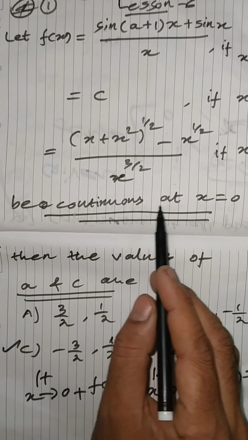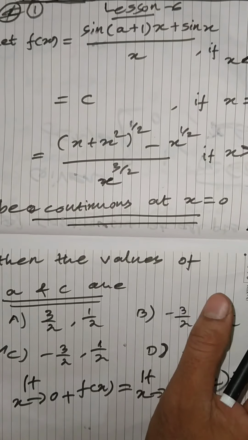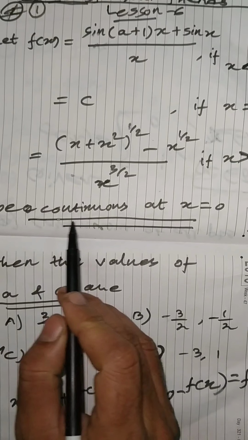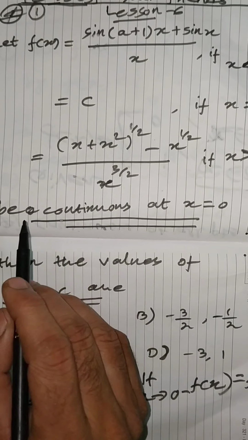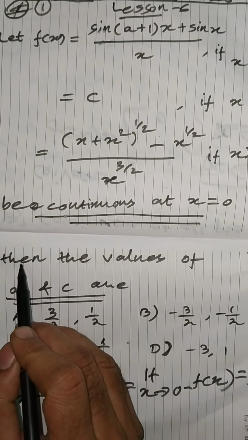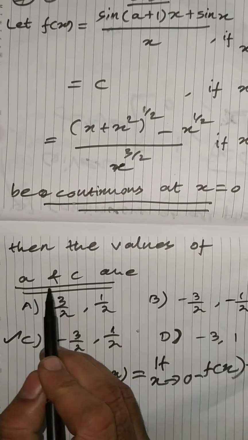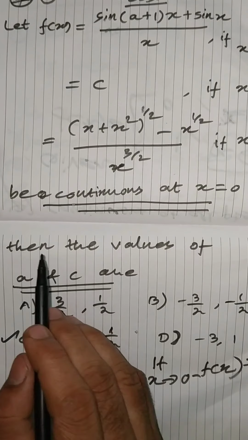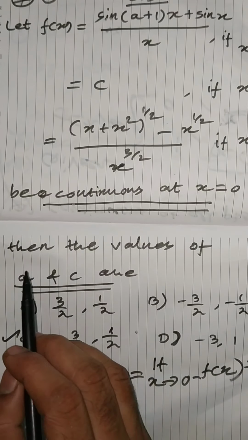Next, the function is continuous at x equal to 0. This is given. Continuous at x equal to 0, then find the value of a and c.